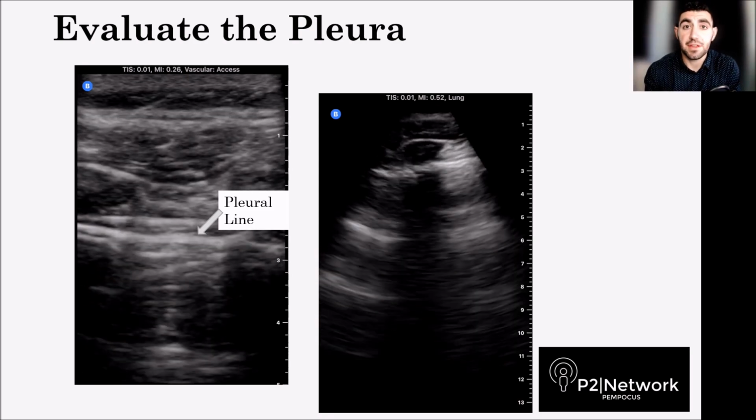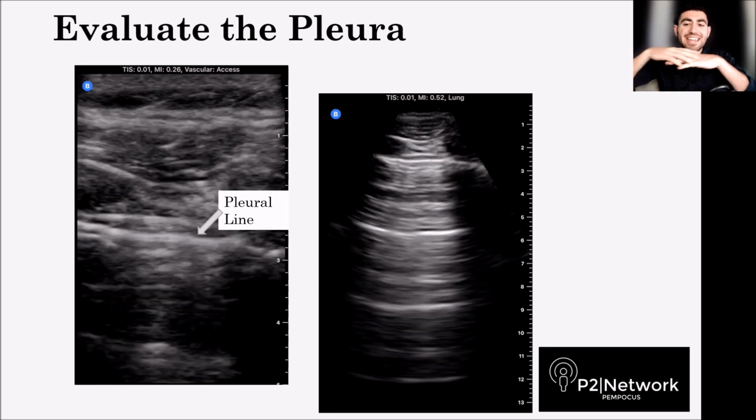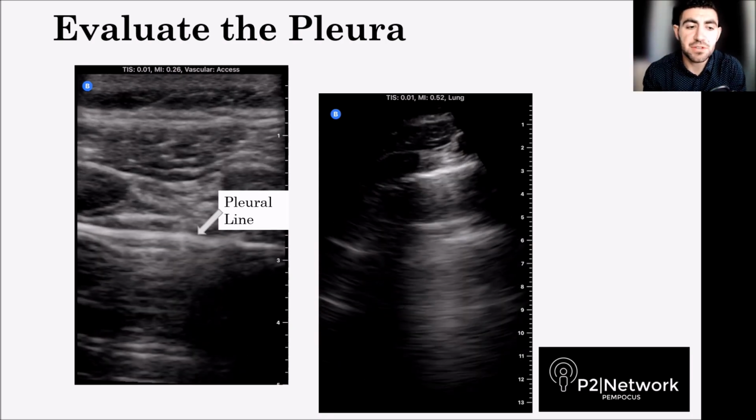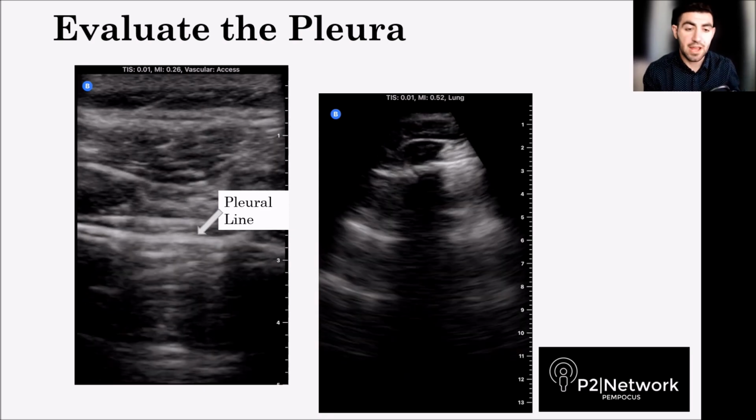That is healthy. That means there's a healthy interface between the visceral and parietal pleura just sliding nicely on each other. So get really used to looking at that image because that's what you'll typically see. And we will show you an abnormal in a minute.